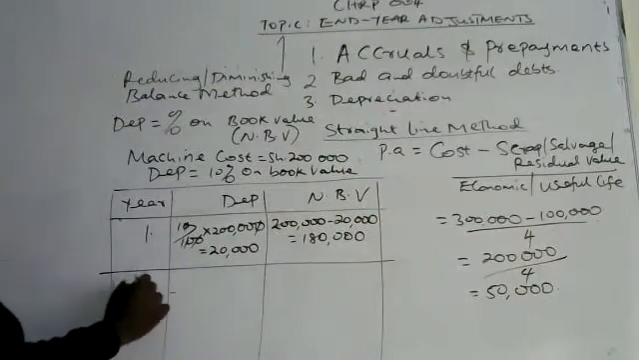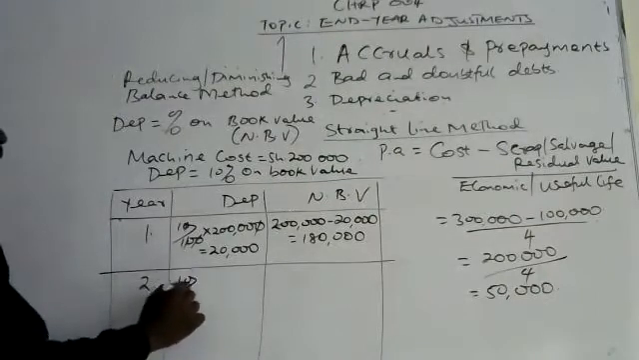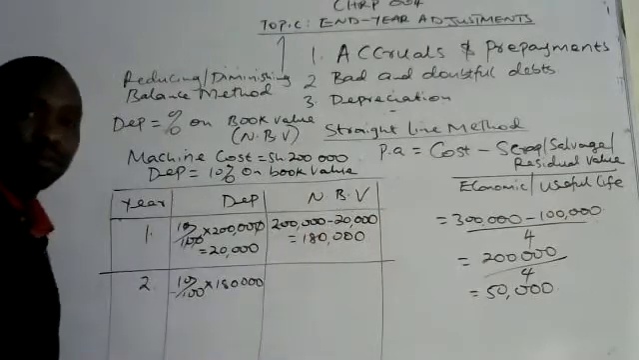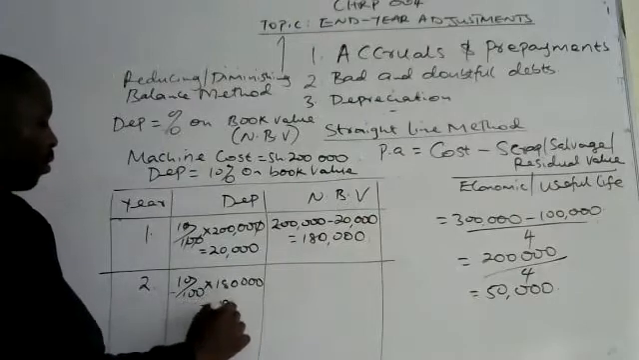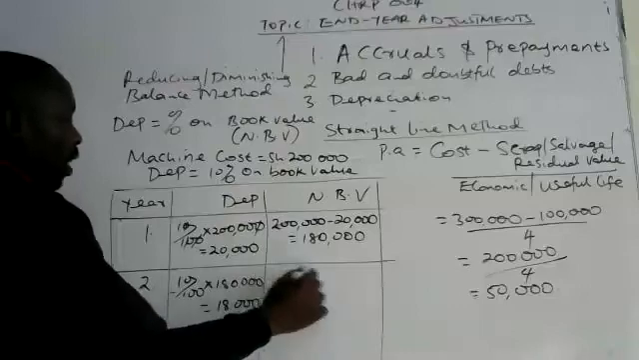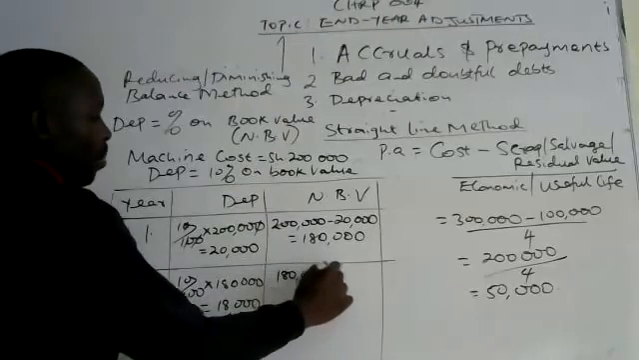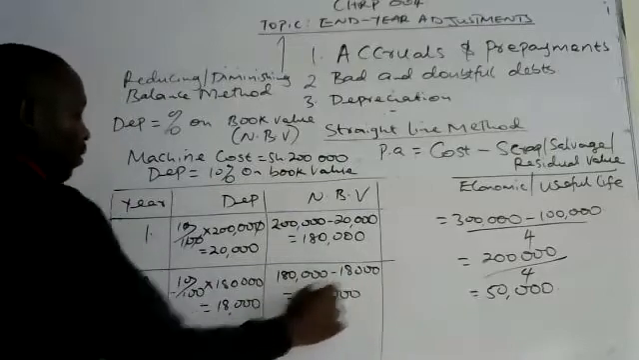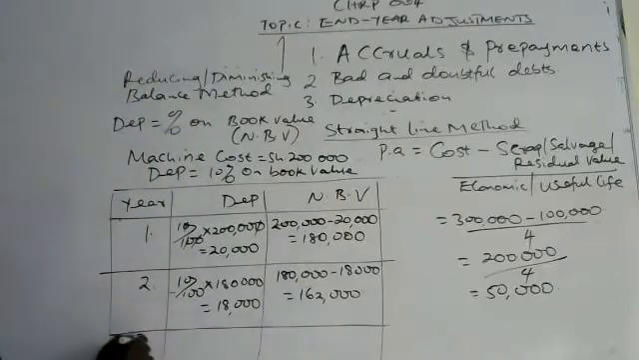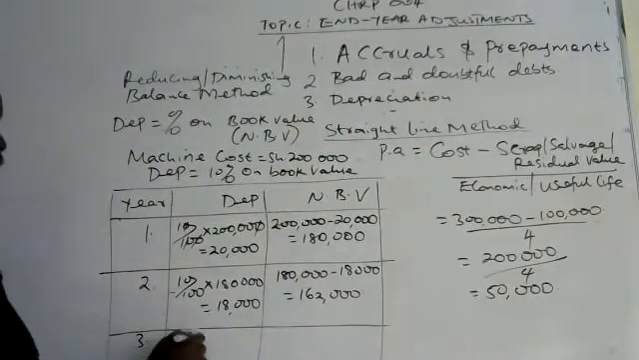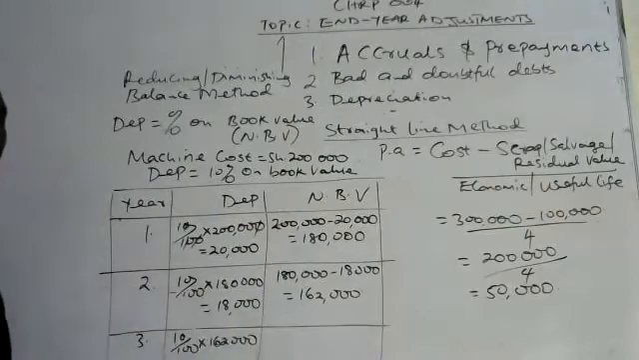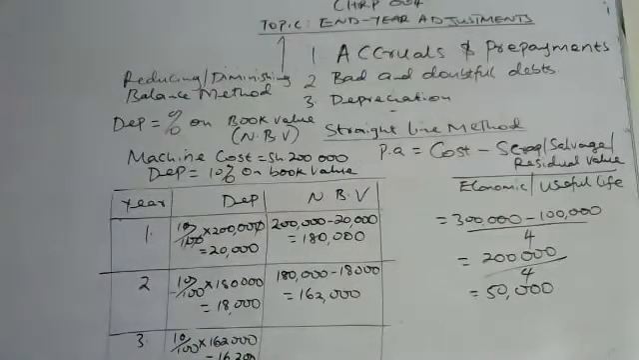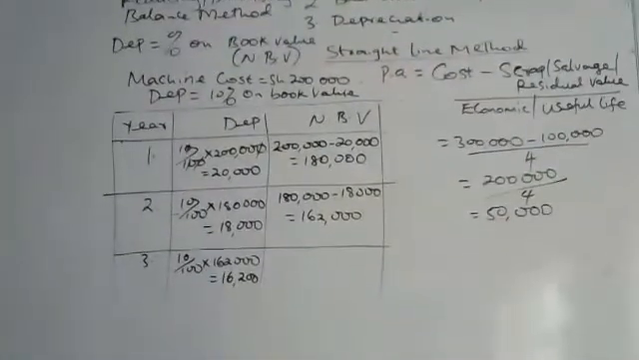So when I calculate the depreciation for year two, I will use 10% of 180,000, 10% of the book value. So you'll find that this is going to be equal to 18,000. So the net book value here will be 180,000 minus 18,000, which is going to be 162,000. When I go to year three, I do 10% of 162,000. So my depreciation will be 16,200 for year three.